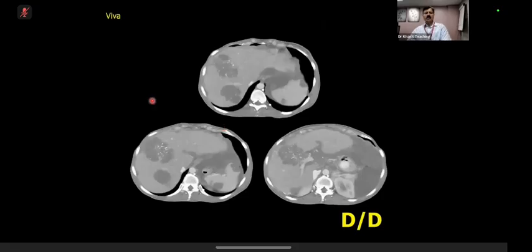This case has got calcification in the liver. Candidate 5, can you give me the differential diagnosis of calcification in the liver? Causes. That is the idea of this.